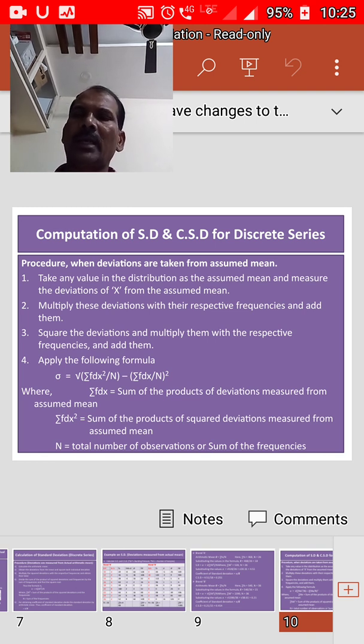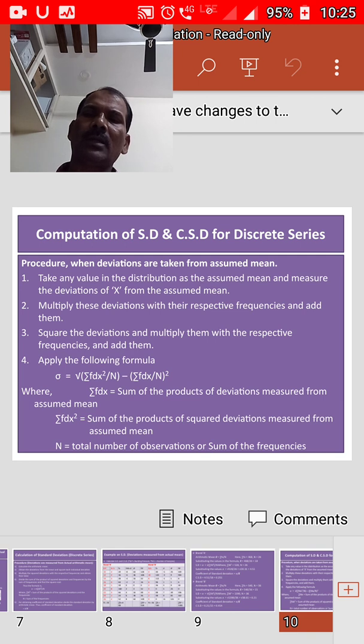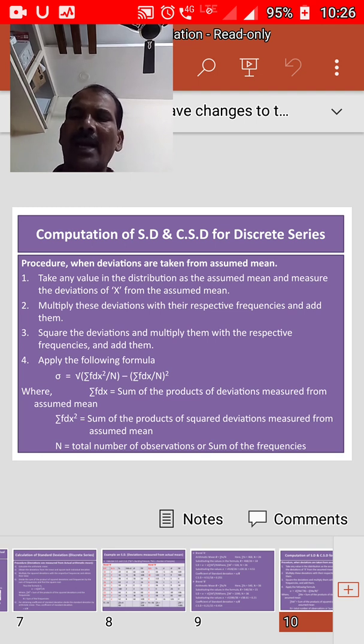First step is take any value in the distribution as the assumed mean and measure the deviations of x from the assumed mean. Second, multiply the deviations with their respective frequencies and add them. Third, square the deviations and multiply them with respective frequencies and add them. Fourth is apply the formula. Formula is small sigma, that is standard deviation, is equal to under root sigma fd square by n minus sigma fd by n whole square.